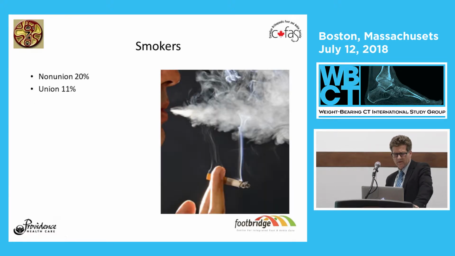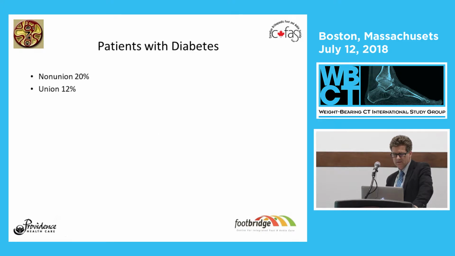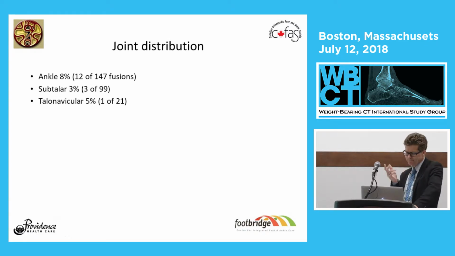You're not more likely to be a smoker. You're more likely to have diabetes. And the joint distribution was as here. The CT, again, showed differences in the demographics that did not exist if we just used the surgeon criteria.